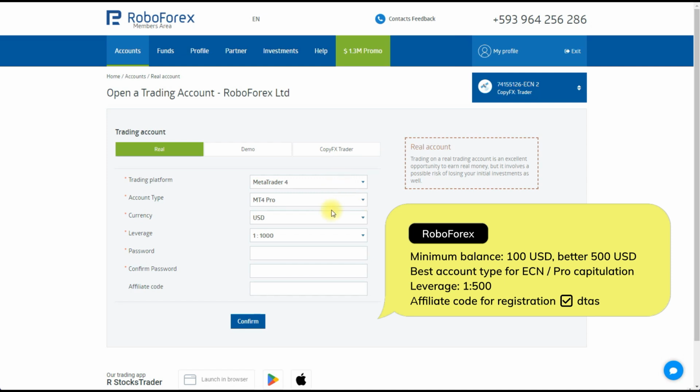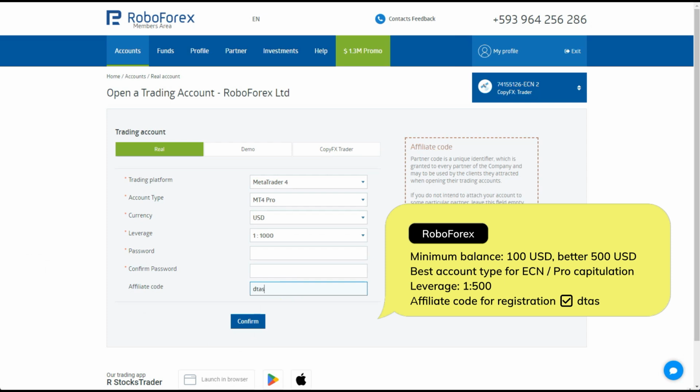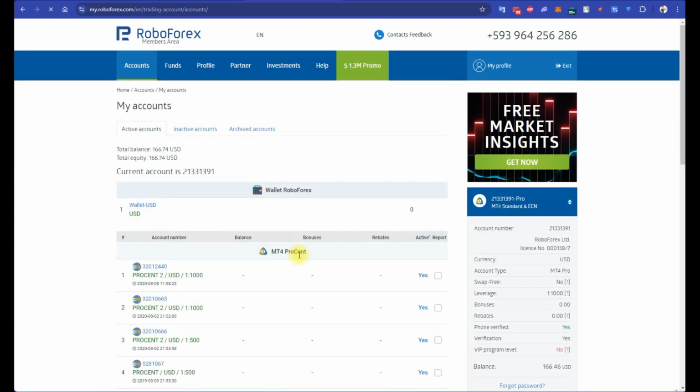Select account type. Choose either an ECN or Pro account. These are the best options for capitulation trading. Deposit. Fund your account with a minimum of $100, though $500 is recommended for optimal trading.